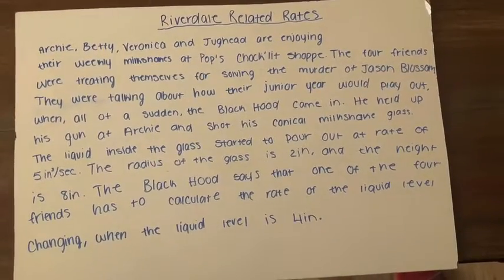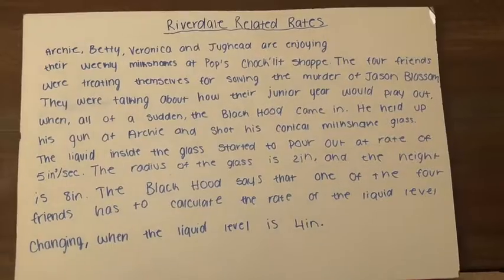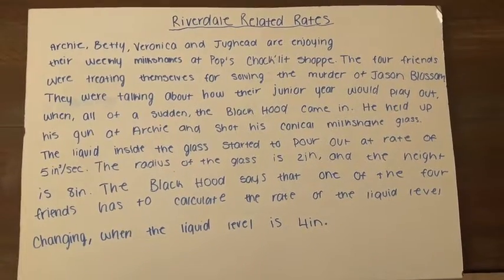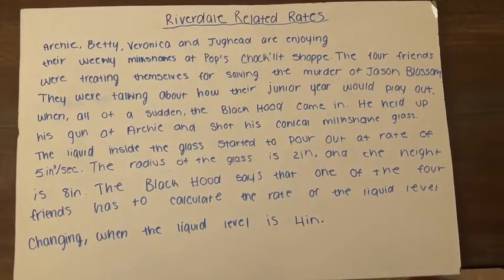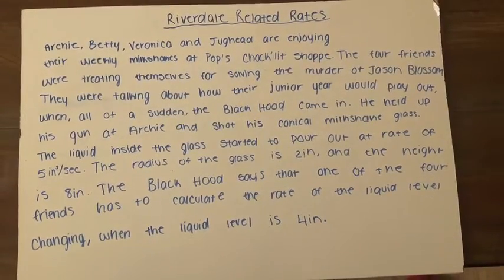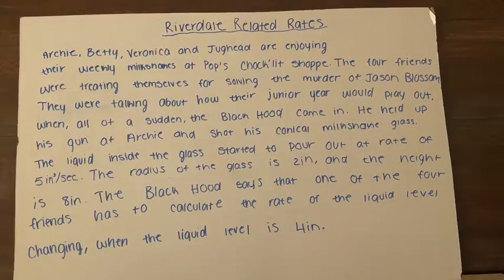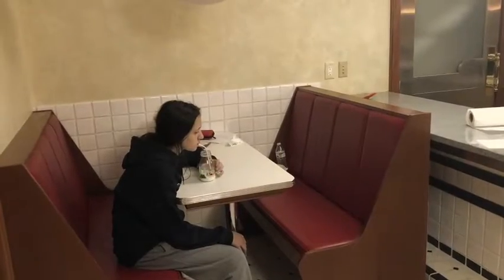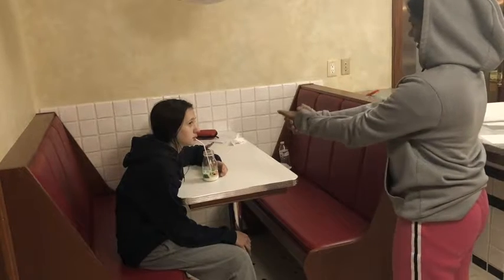The liquid inside the glass started to pour out at a rate of 5 inches cubed per second. The radius of the glass is 2 inches, and the height is 8 inches. The Black Hood says that one of the four friends has to calculate the rate of the liquid level changing when the liquid level is 4 inches. Calculate the rate of liquid level changing or I'll kill you.